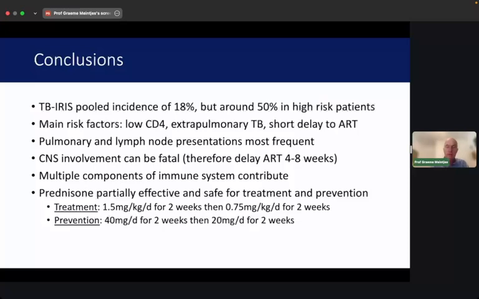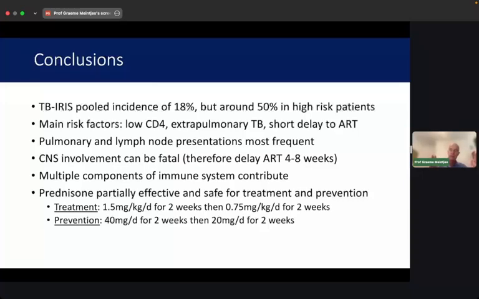So then, just to wrap up, just to summarize what I've told you about TB IRIS, and specifically paradoxical TB IRIS, which is the main one, a pooled incidence across studies of 18%. So 18% of people on TB treatment starting ART will develop paradoxical TB IRIS, but it occurs in some studies up to 50% if you're looking at patients with a lot of high risk factors. Those risk factors are patients with very low CD4 counts, with extrapulmonary TB, and a short delay between starting TB treatment and starting ART.